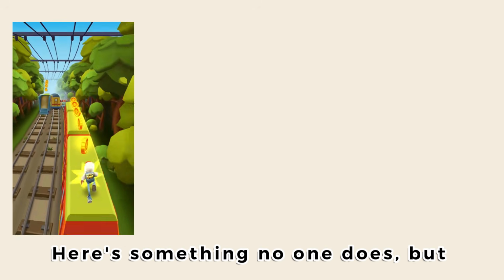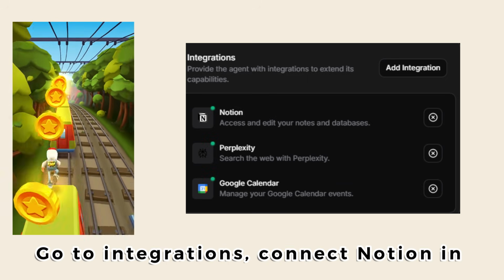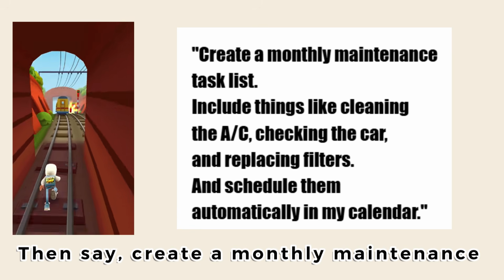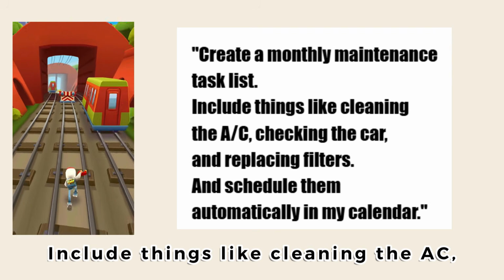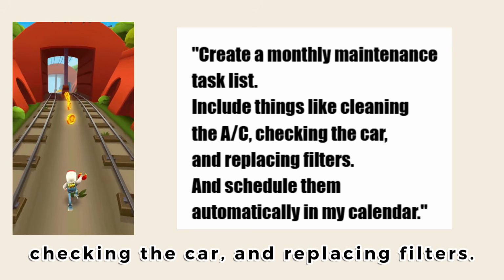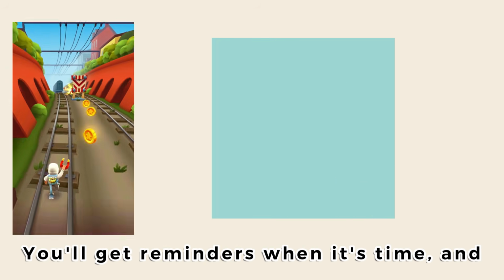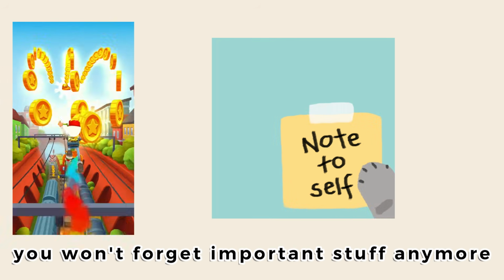Here's something no one does, but everyone should. Go to Integrations, connect Notion and your calendar, then say, create a monthly maintenance task list, include things like cleaning the AC, checking the car, and replacing filters, and schedule them automatically in my calendar. And that's it. You'll get reminders when it's time, and you won't forget important stuff anymore.